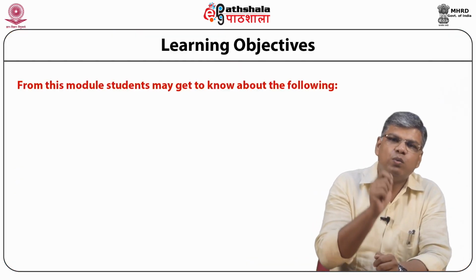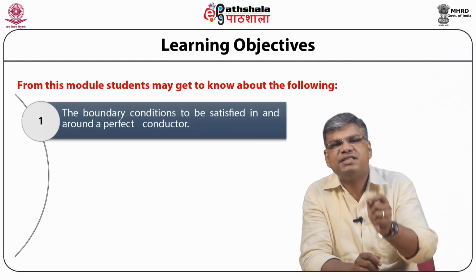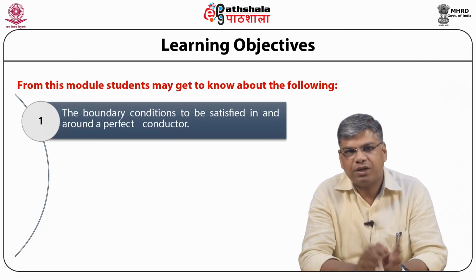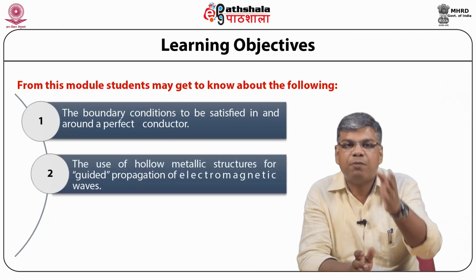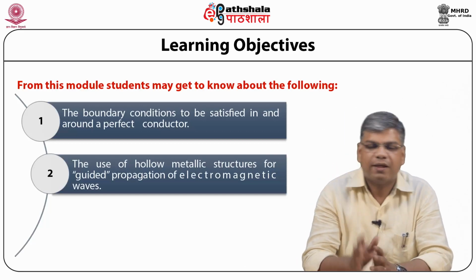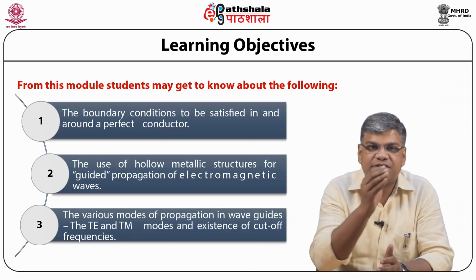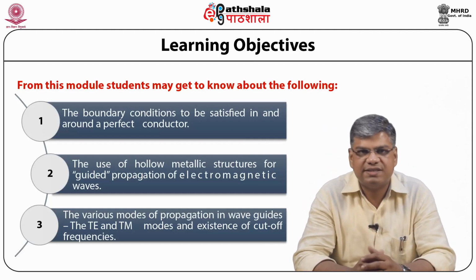Today, we are going to discuss the module Waveguides and Cavities from the paper Electromagnetic Theory. From this module, you will get to know about the following. Firstly, the boundary conditions that need to be satisfied in and around a perfect conductor. Then you learn about the use of hollow metallic structures for guided propagation of electromagnetic waves. Then you will also learn about the various modes of propagation in waveguides, the transverse electric mode, the transverse magnetic mode, and the existence of cutoff frequencies.